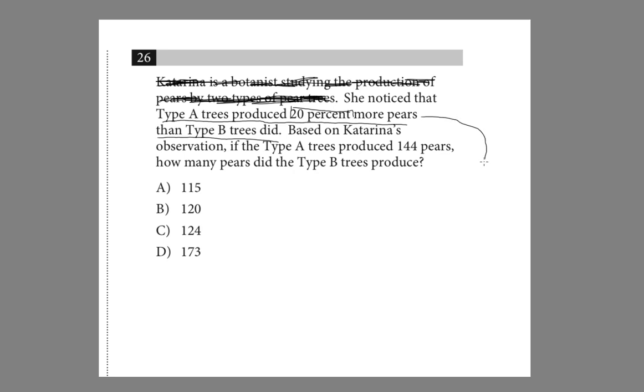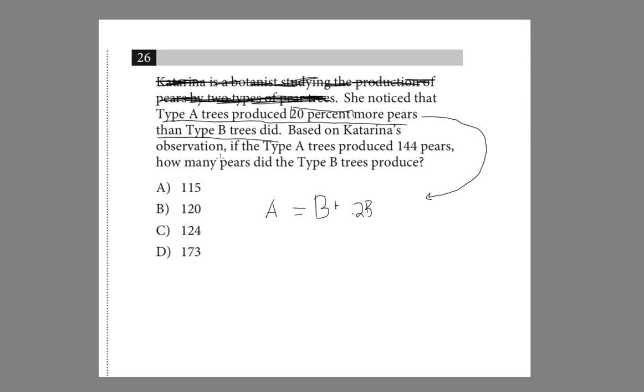We're going to take some notes, alright? So we're going to go ahead and bring this down here. So if type A is producing 20% more than type B trees did, that means it's going to produce the same amount as type B plus 20% more of type B. And 20% is 0.2, alright, times B. Alright, so 20% more is that principal value, B, plus 20% more of that principal value, which is 0.2. And we can say that this is equal to A, because that's what it says.